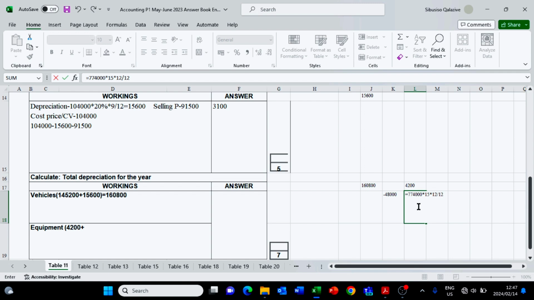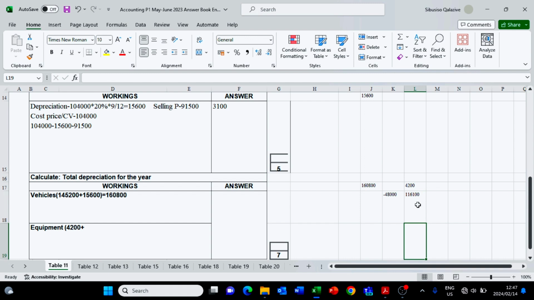So now we're going to say 774,000 times 15%, which is going to give us 116,100. So this is the depreciation for the old equipment, and then this is the depreciation for the new equipment. I hope we are together on that one.